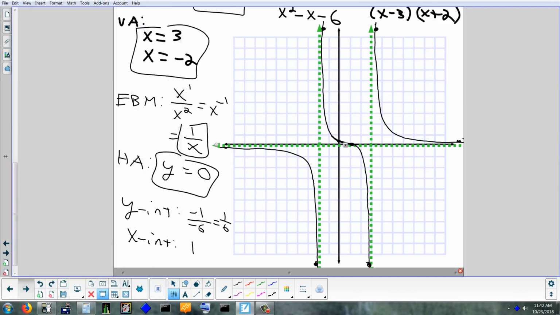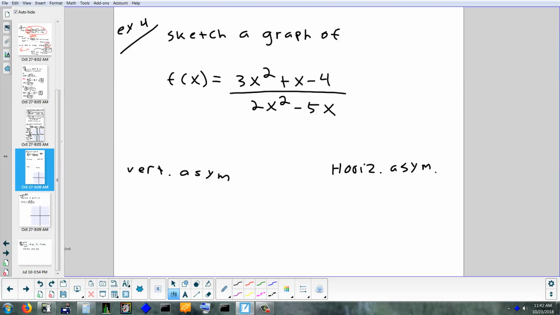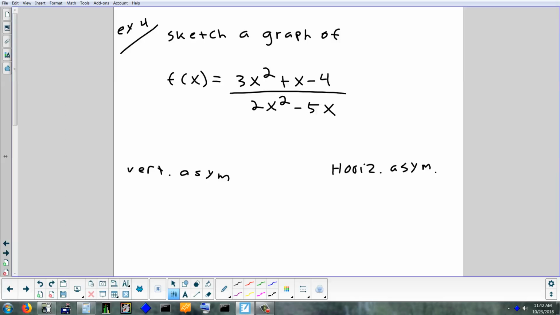Okay, let's try another one of those. All right, so I've kind of got it laid out what you want to find first. Your vertical, horizontal. Let's see. So to find the vertical asymptotes, what do I want to do to the denominator first?